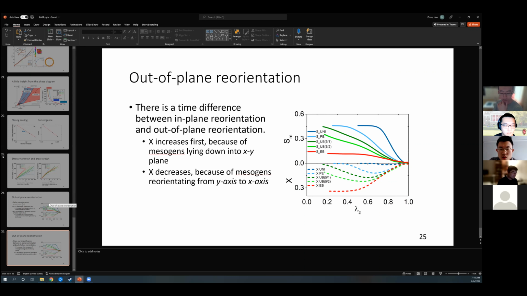Hi, Jin, please go ahead. I have a general question. Are there materials in nature or biotissues that behave like a liquid crystal elastomer, that have those microstructures?